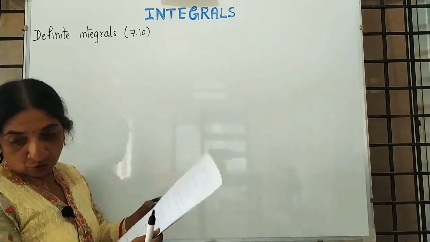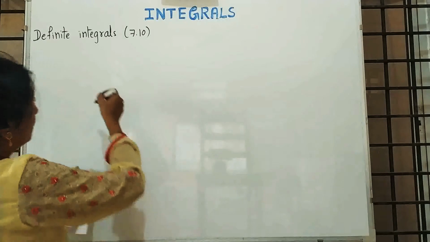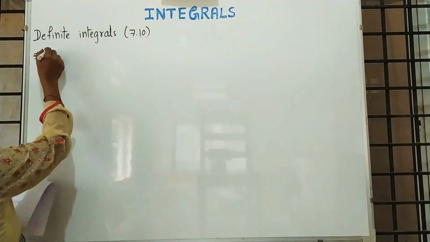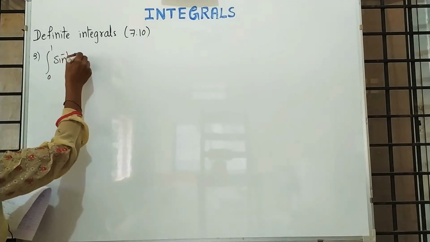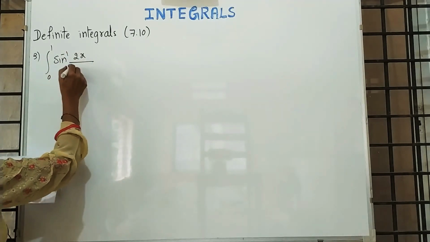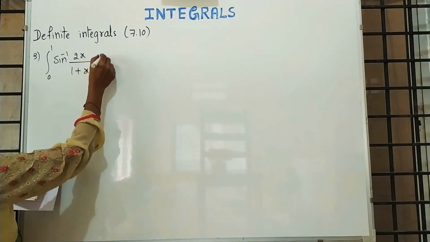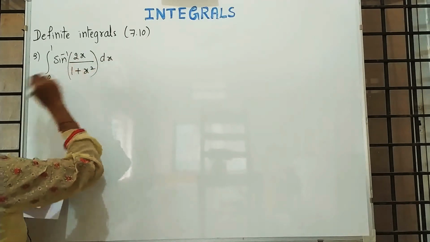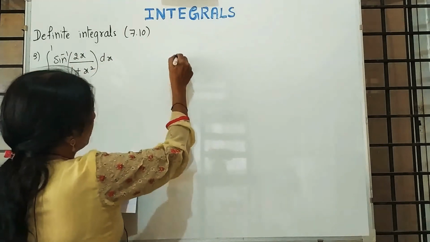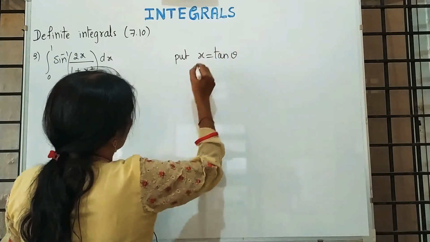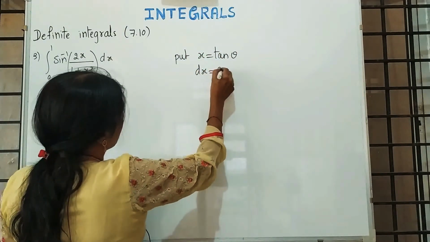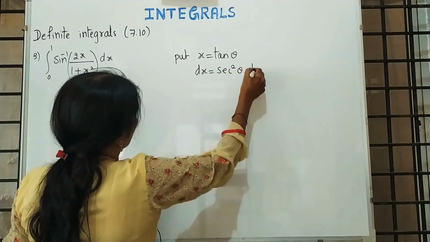Integration from 0 to 1. Third one. Integration from 0 to 1, sin inverse of 2x upon 1 plus x square into dx. And already you are familiar, this type of problems we studied in the differentiation also. Put x is equal to tan theta, dx is secant square theta into d theta.